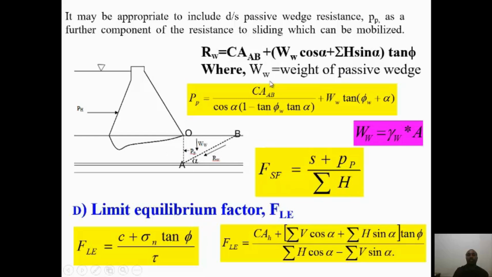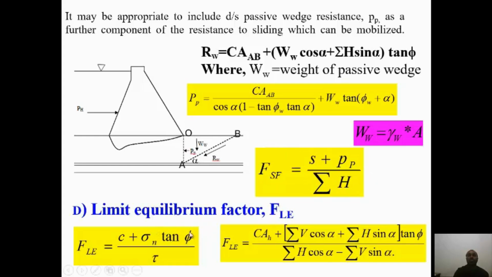You can find this equation for RW, the resistance of the wedge against sliding in this direction. So you have the weight of the wedge, the passive wedge, then PP, the passive wedge resistance. You can use this equation where WW is the weight of the wedge and AAV is the area of the inclined face. The weight of the wedge is gamma of the wedge times area. So shear friction, just S plus PP. You can add PP, the passive wedge resistance, if you have wedge resistance. Then finally, this result must be more than or equal to 3.